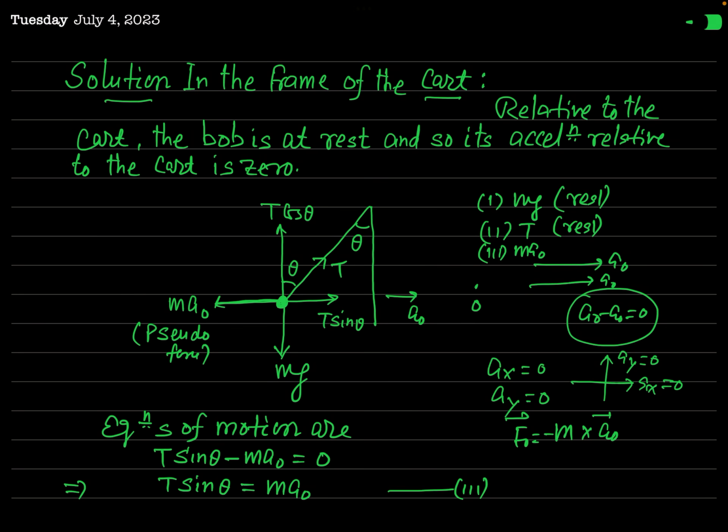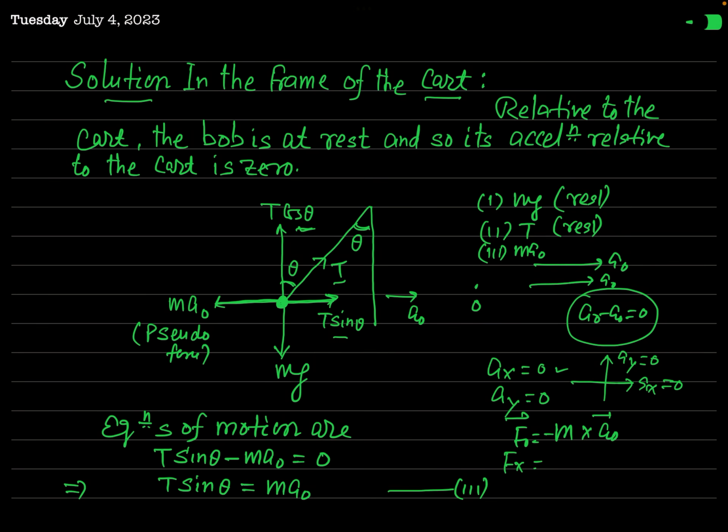Now again you should divide this T into its components. The vertical component, you can see from the figure, since this angle is theta, this will also be theta, is T cos theta, and in the horizontal or positive x direction its component is T sin theta. And ax is 0 and ay is also 0. So now write the equation of motion of this bob in this non-inertial frame of the cart.